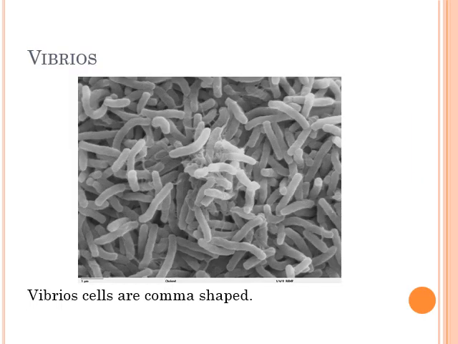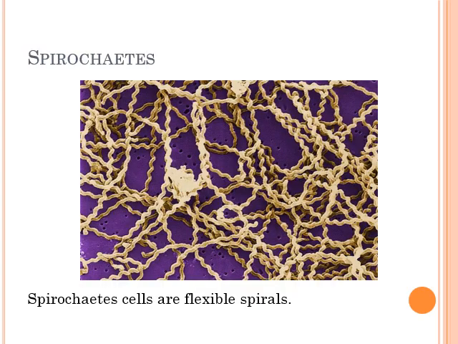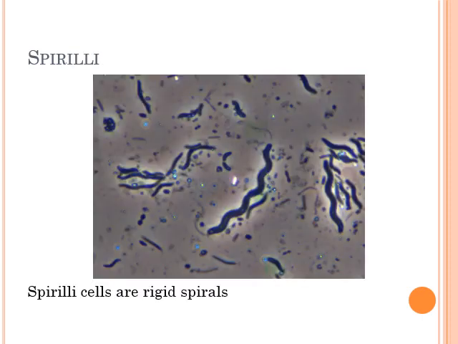Vibrios are comma shaped. They are the Cheeto of the bacterial world, but they don't taste like Cheetos. And yeah, they're really not terribly much like Cheetos aside from the shape. Spirochetes are spirals that are rigid. So think about uncooked rotini, hardened, strong. They don't bend very much. Versus spirilli, which are very flexible spirals. They're like wet noodles.